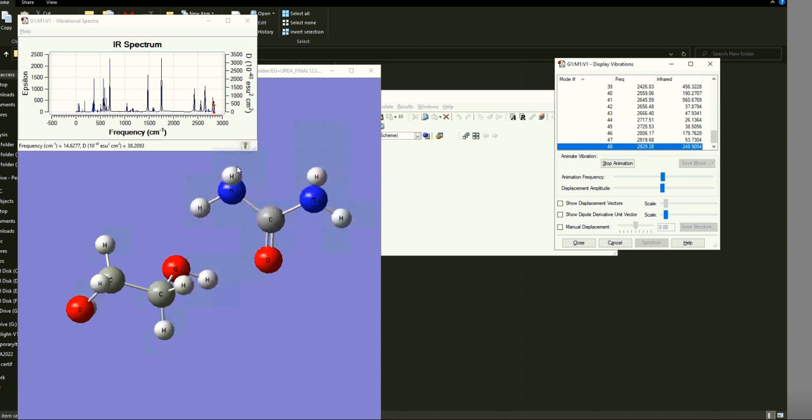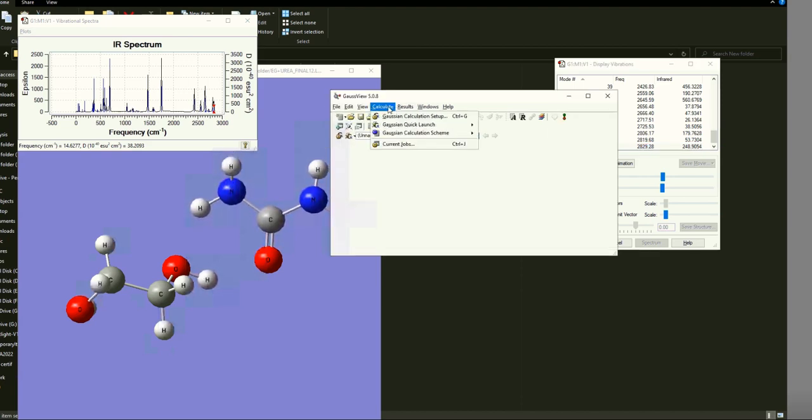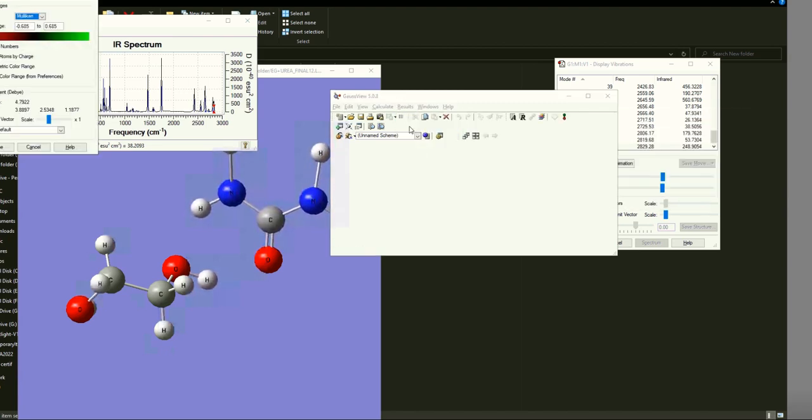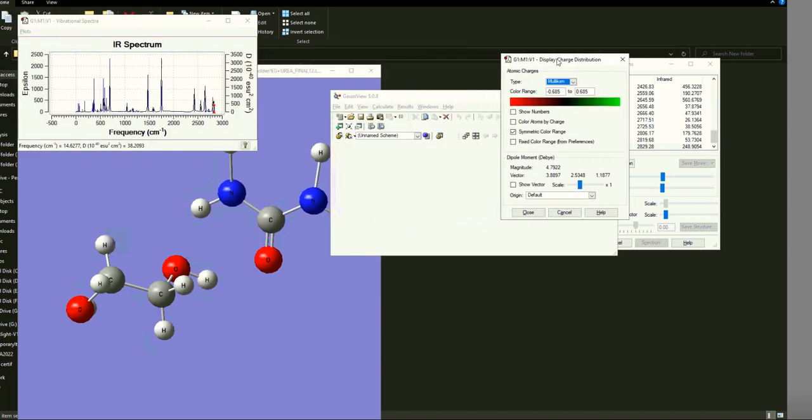There is one thing that I need to add. While calculating in Gaussian, you have to see the charge distribution. Through the charge distribution here, the default is Mulliken.